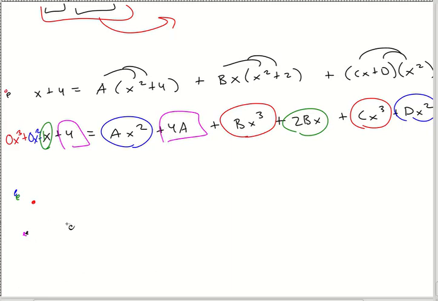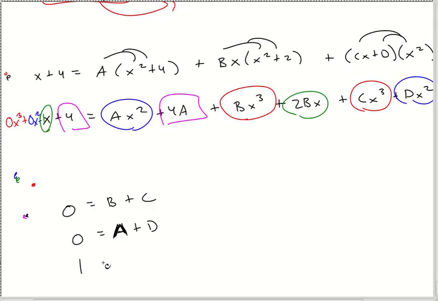So let's do the cubes. I got 0 is equal to b plus c. Let's do these squares, the blue ones. I got 0 is equal to a plus d. Getting some symmetry vibes here. I got 1 is equal to 2b, right here, the green. And then finally, the magenta, I got 4 is equal to 4a.